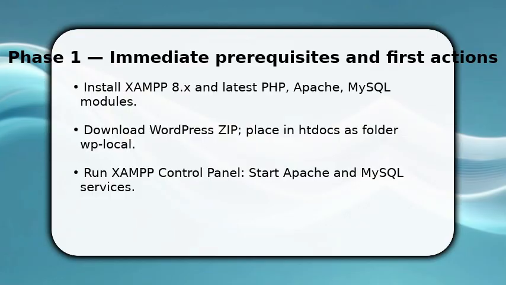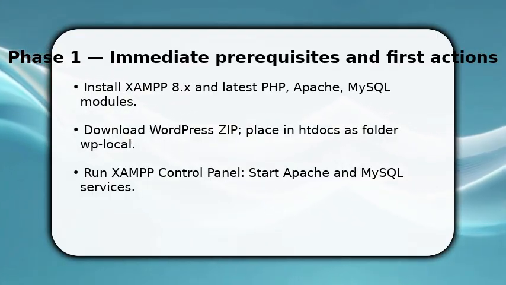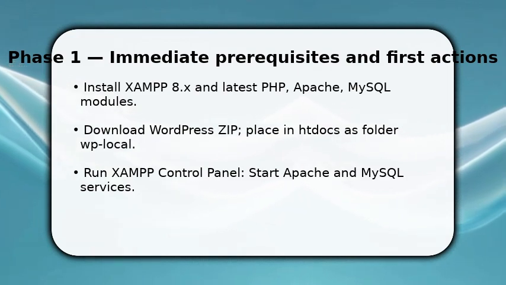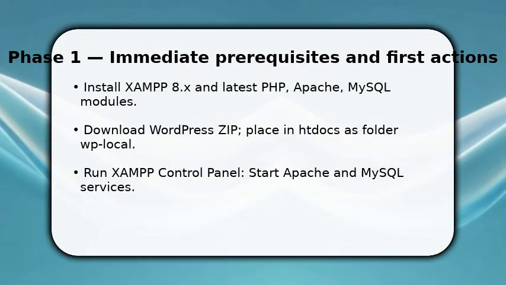Next, extract WordPress into htdocs/wp-local and set folder permissions so Apache can read and write files. You're initiating the environment first. These steps let WordPress talk to MySQL.